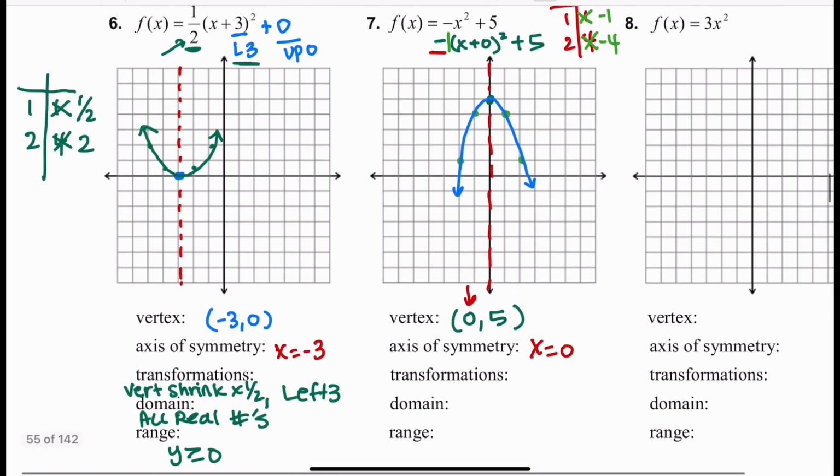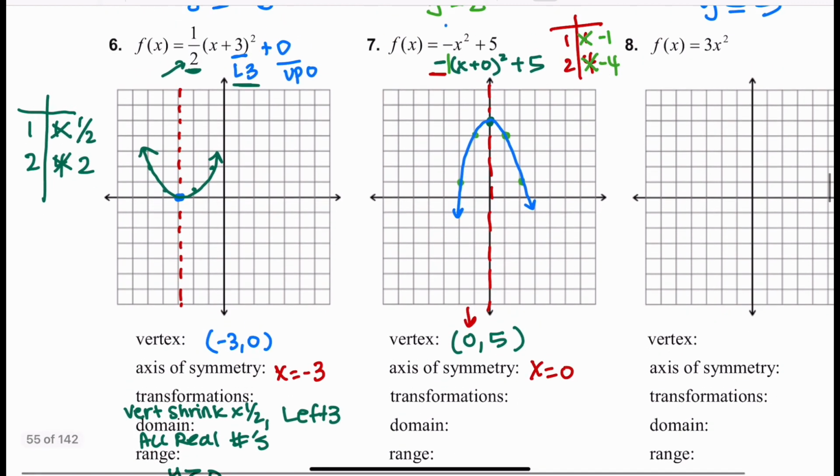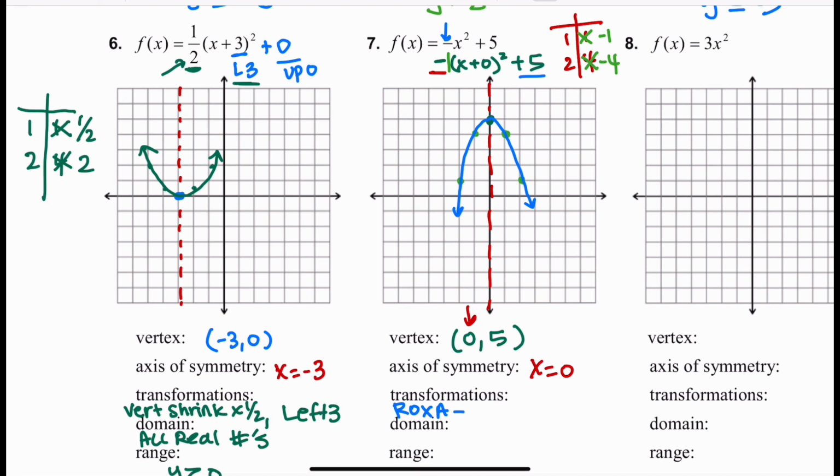Okay, start from left to right with our transformations. We have a negative. The negative in front made it go down, so it reflected it over the x-axis, and remember we abbreviate that as ROXA. And then we have this plus 5, which made our graph go up 5.